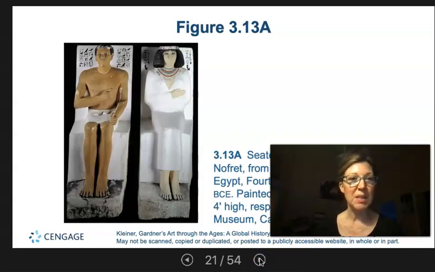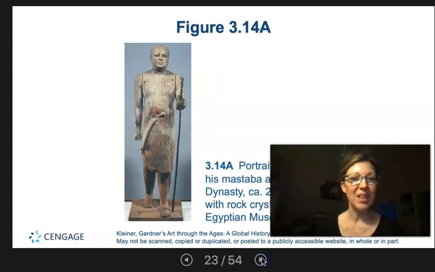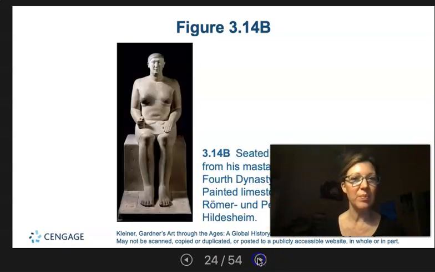Okay, remember that a mastaba is a tomb. So this is describing inhabitants of a tomb. And this is our first secretary, the seated scribe. Portrait of Khafre. Notice again, it's from his mastaba, his tomb. Seated statue of Hemiunu. Again, mastaba.